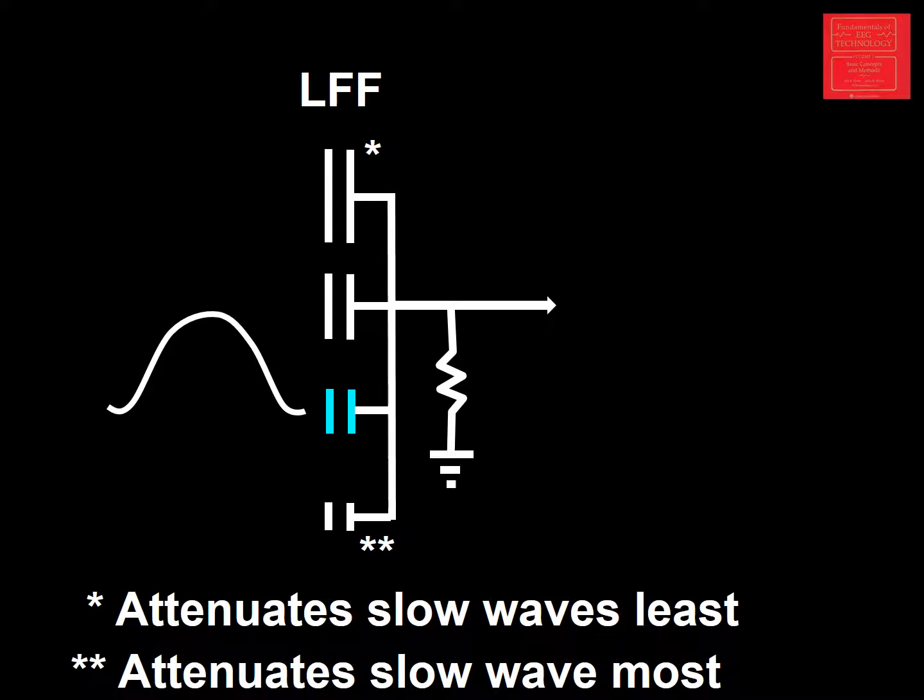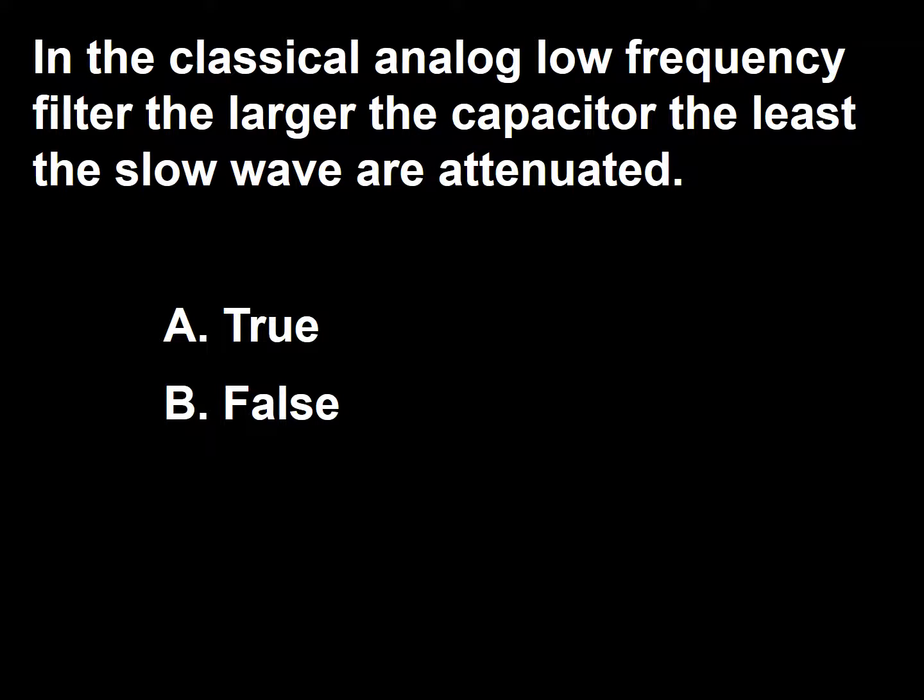If the same size wave is presented to a low frequency filter with an even smaller capacitor, the slow wave will be even more attenuated. If, once again, the same size wave is presented to a low frequency filter with a tiny capacitor, the slow wave will be very, very attenuated. So the answer to this question is A, true.